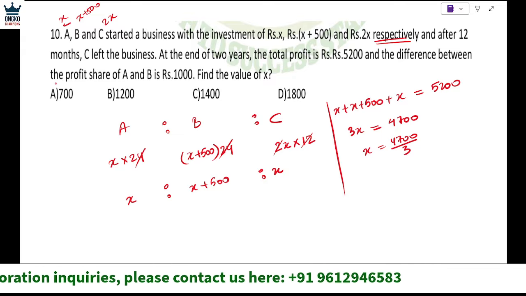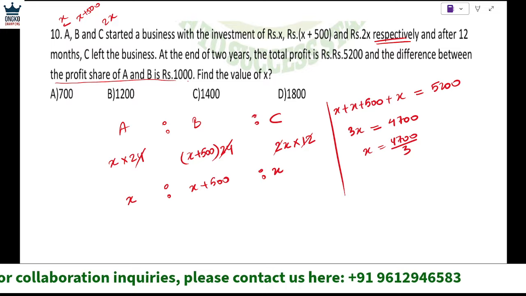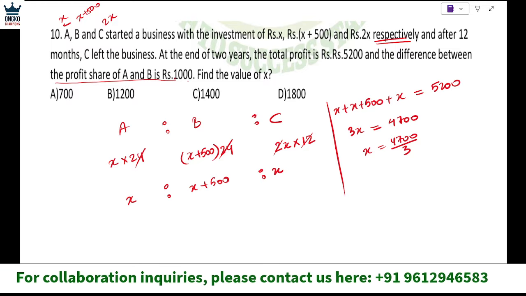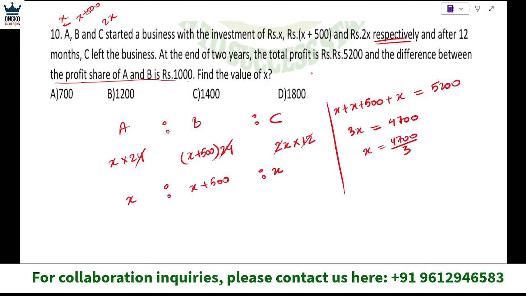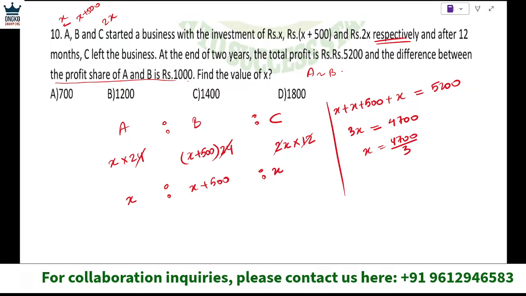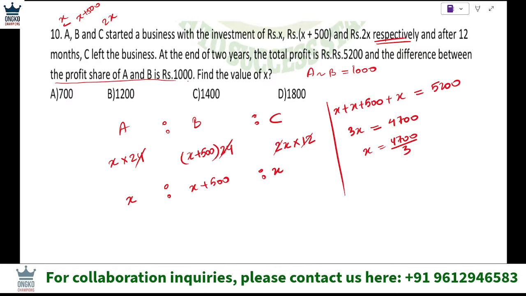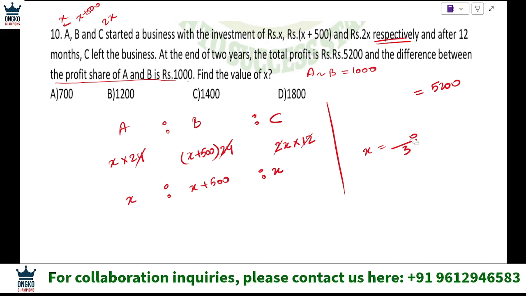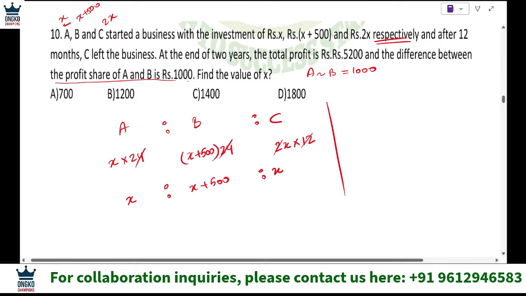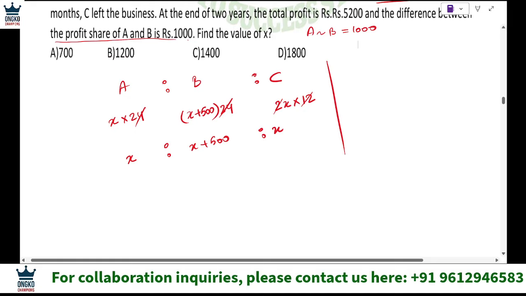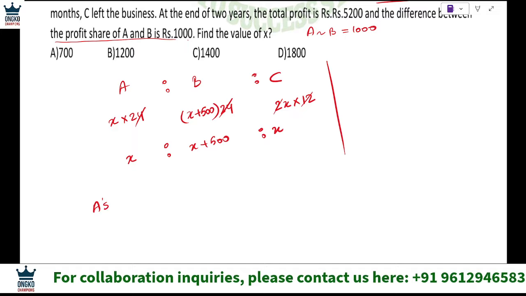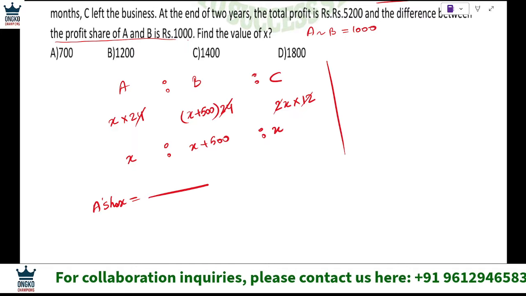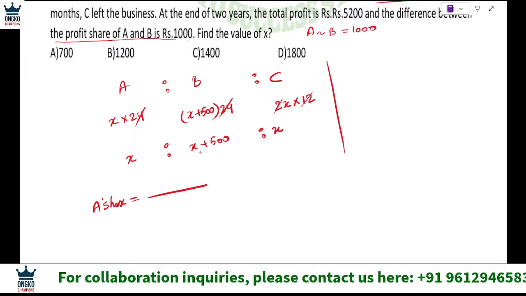Let's try with the help of this one. Profit share of A and B is 1000. Right, the difference between the profit share of A and B together is 1000. So let's forget about this one for now. Okay, so now if A's share is how much, the total is what remains, x plus this one.